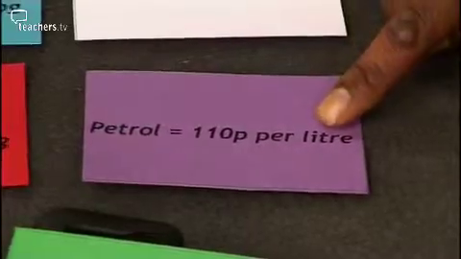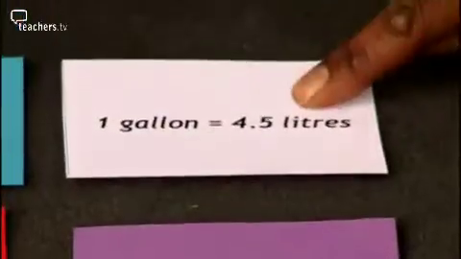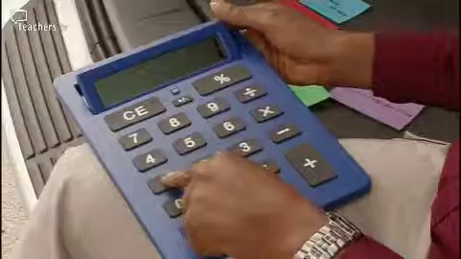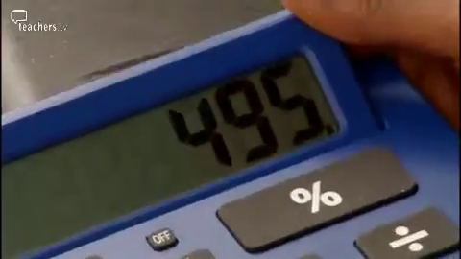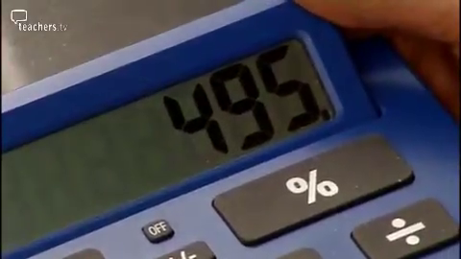The first thing to sort out is the units. Although we buy petrol in litres, we still talk about petrol consumption in miles per gallon. If 1 litre costs 110 pence and there are 4.5 litres to 1 gallon, to work out 1 gallon of petrol, we multiply 110 by 4.5 and that gives us an answer of 495 pence.